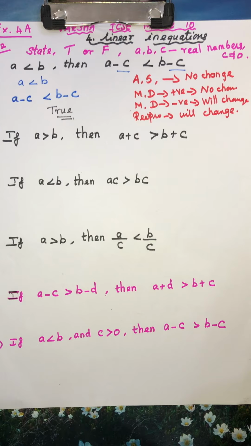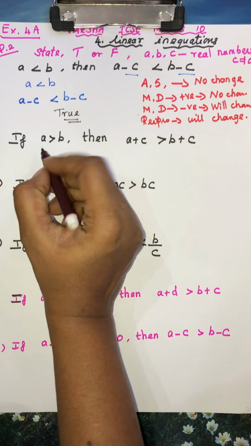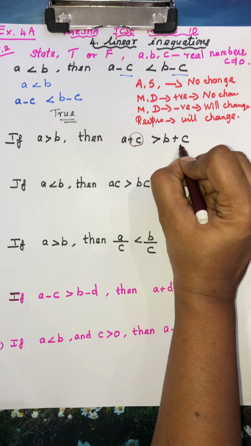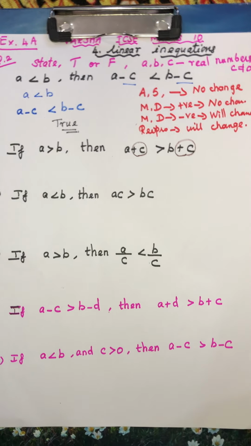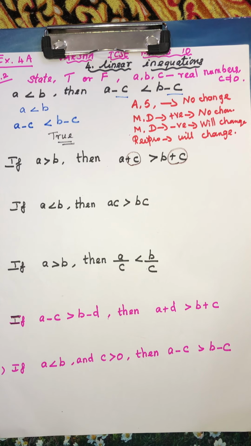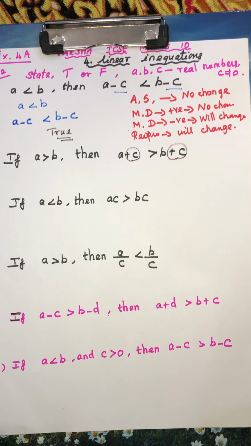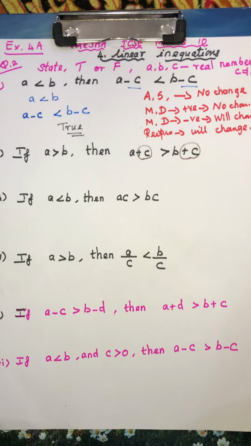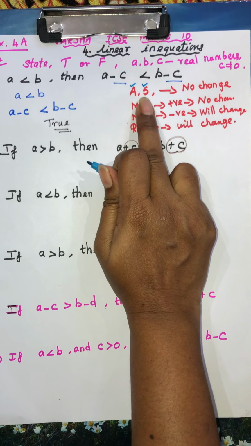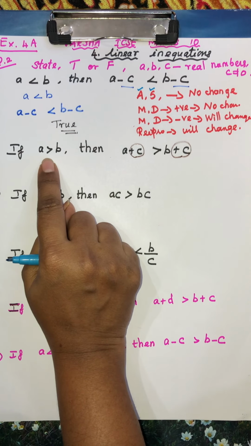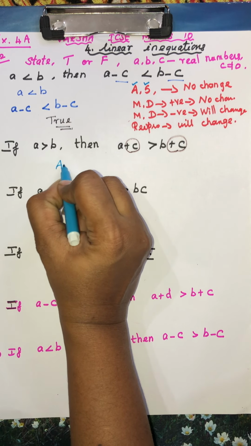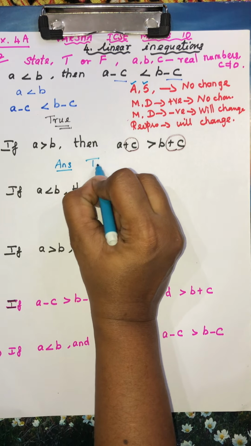Now go to the second question. a is greater than b, then it is added by a number c. This is also added by the same number c. So this will not change, because for addition there is no change. For addition and for subtraction, the inequality should not change. So this is not changed. Therefore this statement is a true statement.